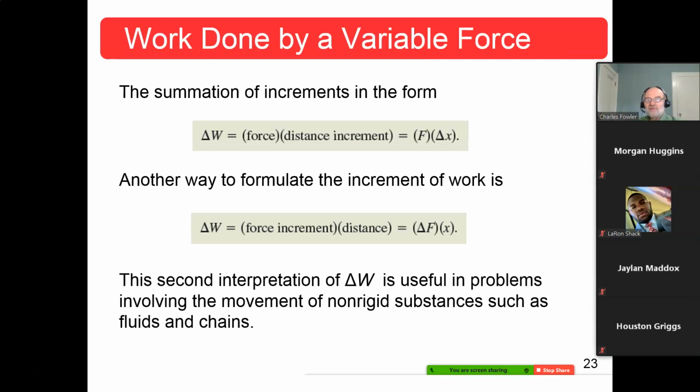Okay, the summation of increments in the form of force is equal to distance increment. That's what we were just doing. Another way to formulate the increment of work is delta W is the force increment times a given distance. And that's your delta F times X. That second interpretation of delta W is useful in some problems involving the movement of non-rigid substances such as fluids and chains.